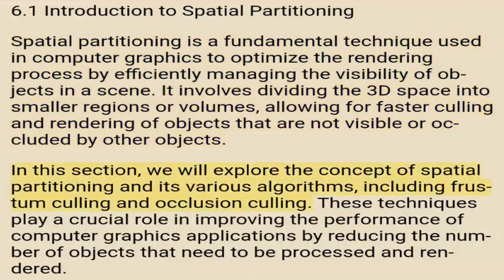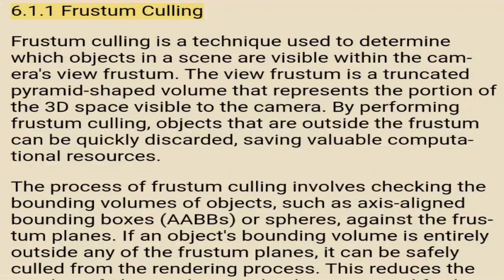In this section, we will explore the concept of spatial partitioning and its various algorithms, including frustum culling and occlusion culling. These techniques play a crucial role in improving the performance of computer graphics applications by reducing the number of objects that need to be processed and rendered. 6.1.1 Frustum culling. Frustum culling is a technique used to determine which objects in a scene are visible within the camera's view frustum. The view frustum is a truncated pyramid-shaped volume that represents the portion of the 3D space visible to the camera.